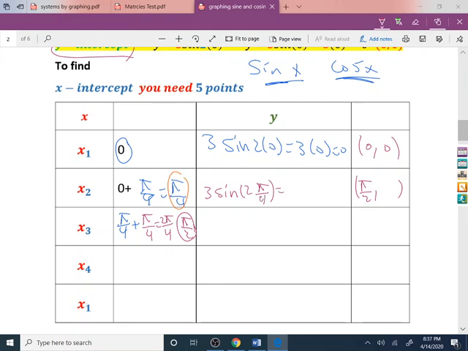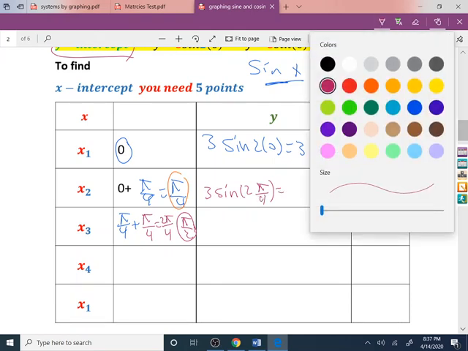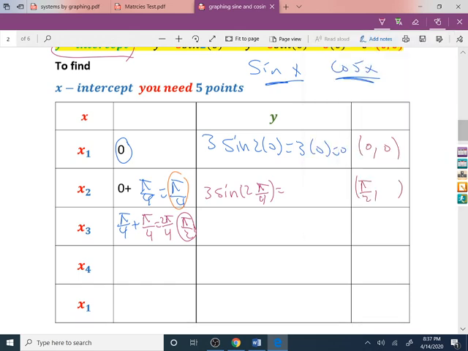Which is, if you see this pair with me here, you see the 2 here, 1, and here 2, sine pi over 2. What's sine pi over 2? Go back to the table. Sine pi over 2 is 1. 3 times 1, 3.